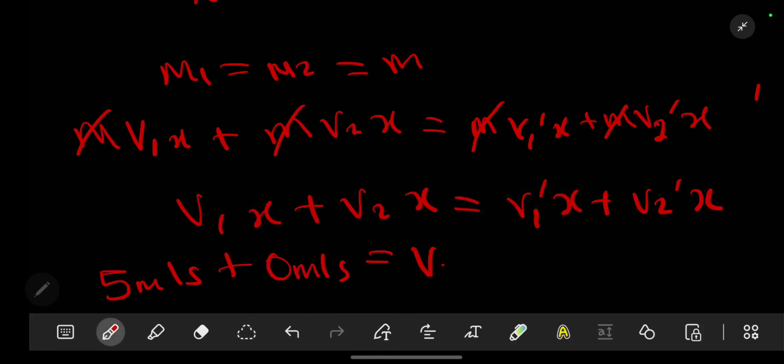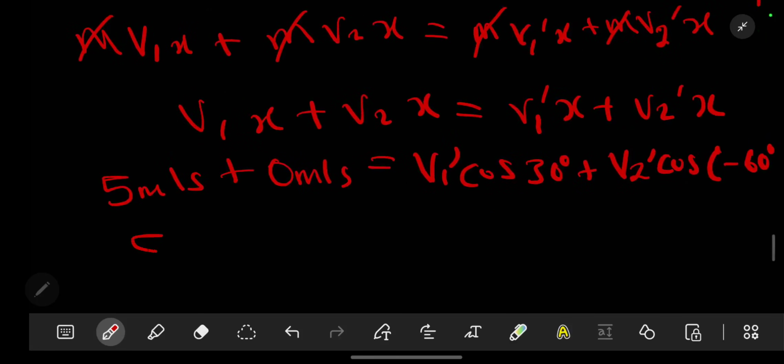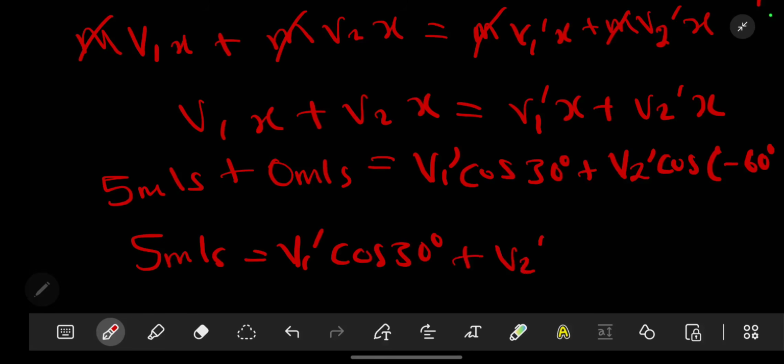should be equal to the v1 cap. So we have the v1 cap, then it will be attached with a cosine of 30 degrees. It went 30 degrees up, plus the v2 cap cosine of negative 60 degrees. So this gives us 5 meters per second should be equal to v1 cap cos of 30 degrees. Negative cos will tend to positive still. V2 cap cos of 60 degrees.